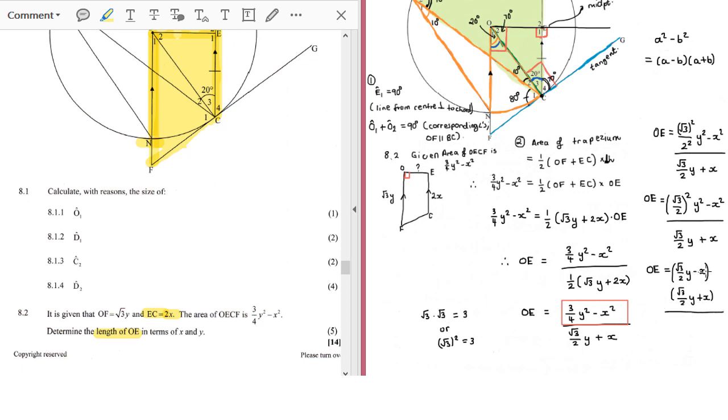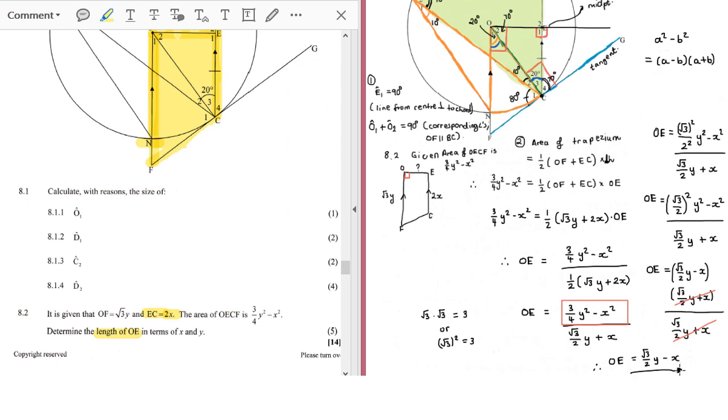I've run out of space, so that's why it looks like that, but you basically get the idea that this is two brackets being multiplied with each other, and they are still divided by the root of 3 over 2 y plus x. Now this cancels out with this bracket, which gives us a final answer that OE is equal to the root of 3 over 2 times y minus x.